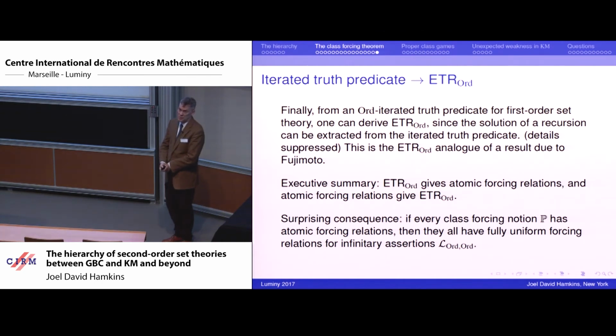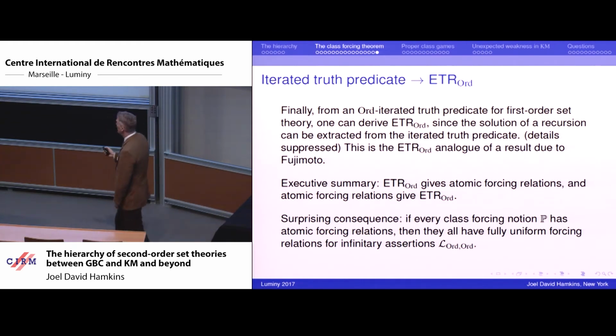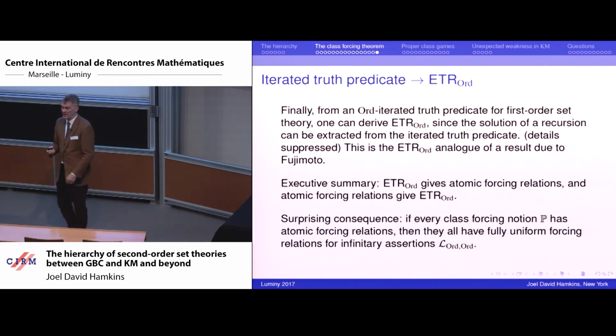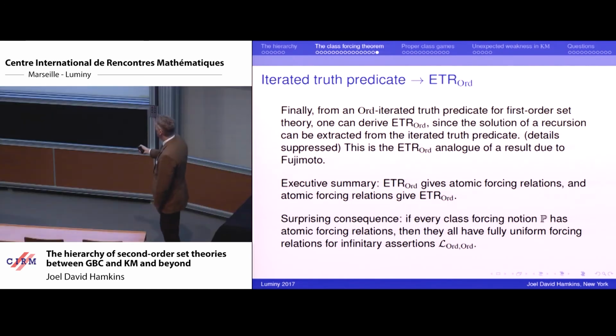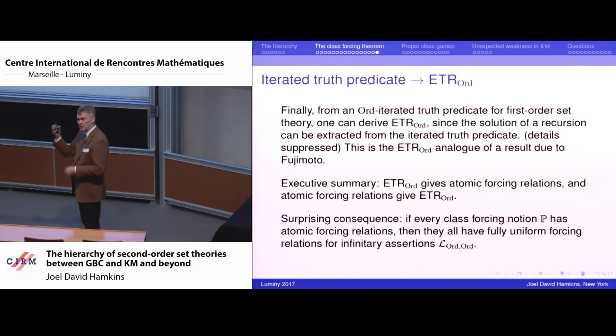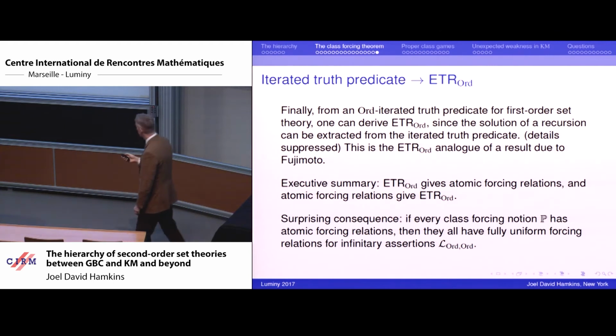And if you look at that proof, then it turns into a proof that ORed iterated truth predicates are equivalent to ETROrd. And the basic idea is that if you have an ORed iterated truth predicate, then you can prove that any ORed transfinite recursion instance has a solution by extracting from the truth predicate what you need to do at each stage. Okay, so the final summary of the situation is that ETROrd gives you the atomic forcing relations and therefore all the other forcing relations. And from the forcing relations for that particular forcing, we can recover ETROrd via this multi-step translation process.